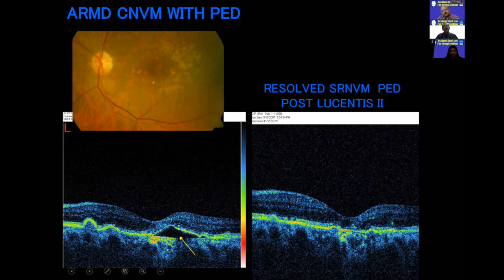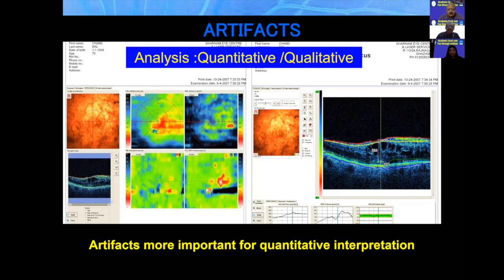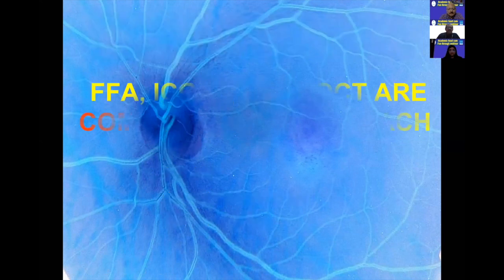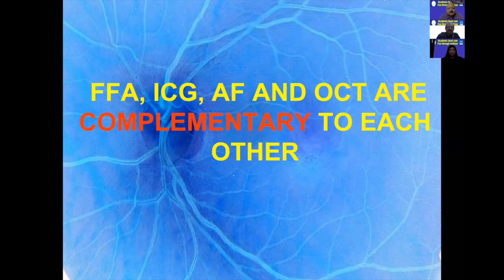Now, it is very important to have an idea about the artifacts in quantitative interpretation of the OCT scan. These artifacts can be misalignment, software breakdown, shadowing, blinking artifact, motion artifact, out of range error, and mirror artifacts. It is very difficult to cover all these artifacts in this talk, so I'm skipping this. In this era of OCT, some people think that fluorescein angiography and ICG have no role these days, but OCT complements fluorescein angiography, ICG, and autofluorescence, etc. All are complementary to each other in making the precise diagnosis.